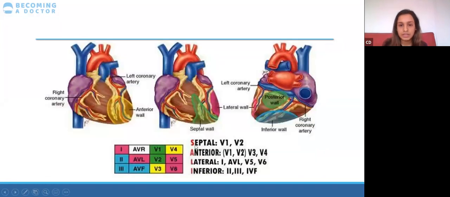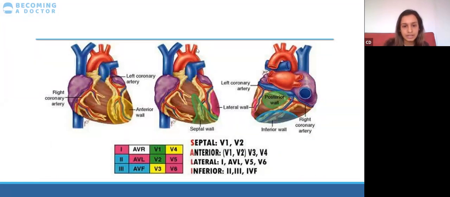But this is the way I like to use. So this is the acronym down at the bottom here. So that's SALI. So septal, anterior, lateral, and inferior. So septal being V1 and 2, anterior being V2, V3 and 4, lateral being V5, V6, 1 and AVL, and inferior being 2, 3 and AVF. That should be AVF, not IVF.